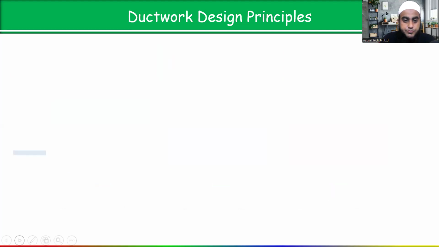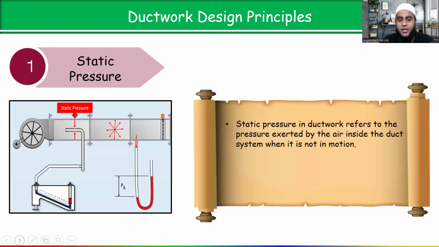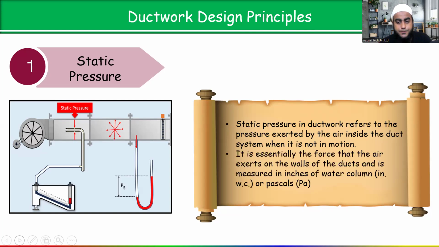So let's see now, what is the static pressure? Static pressure in ductwork refers to the pressure exerted by the air inside the duct system when it is not in motion. That is called static pressure. Generally, the device we use to measure static pressure is a manometer. A U-tube manometer is generally used to measure static pressure in the duct system. It is essentially the force that the air exerts on the walls of the duct and is measured in inches of water column or in Pascal. So this is your static pressure.